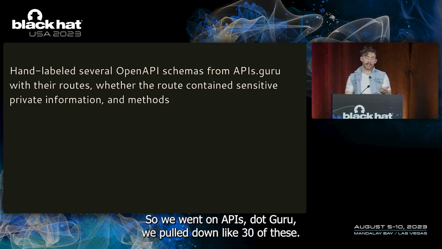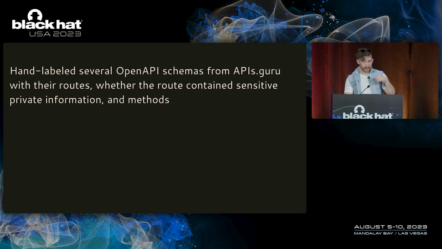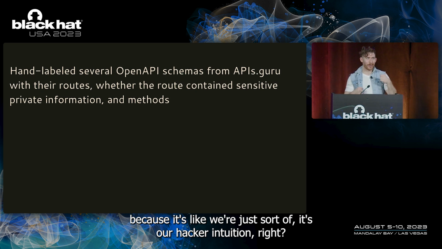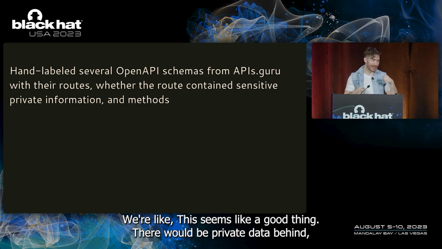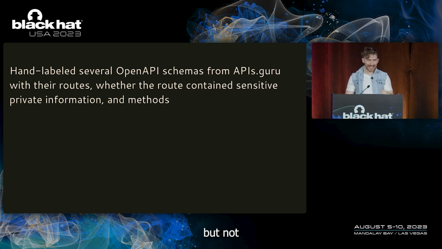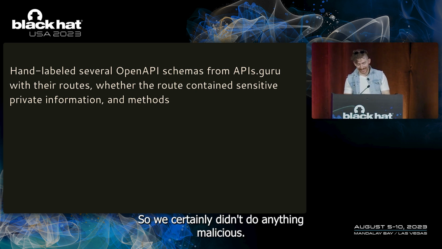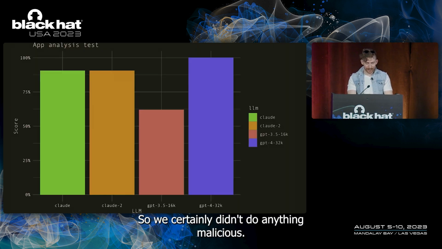So we went on apis.guru. We pulled down like 30 of these. This was the most interesting thing to hand label for evaluation because it's our hacker intuition, right? We're like, this seems like a good thing there would be private data behind. But not all these public APIs are in scope for hacking, so we certainly didn't do anything malicious.